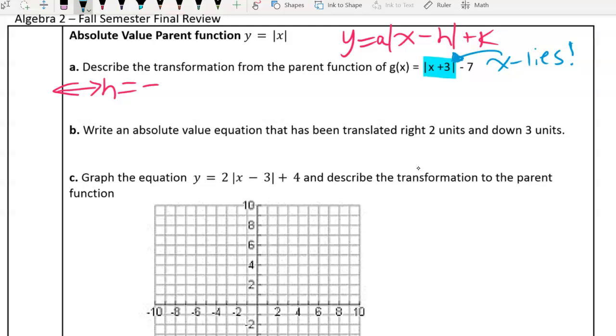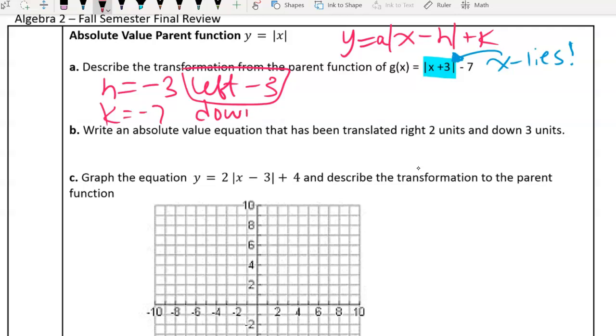So if x lies, then H is not 3, H is negative 3, and we're moving to the left. What about K? Are we moving up or down? Yeah, so we're going down 7. And those are our two transformations. There's no number where A is, so that's it.